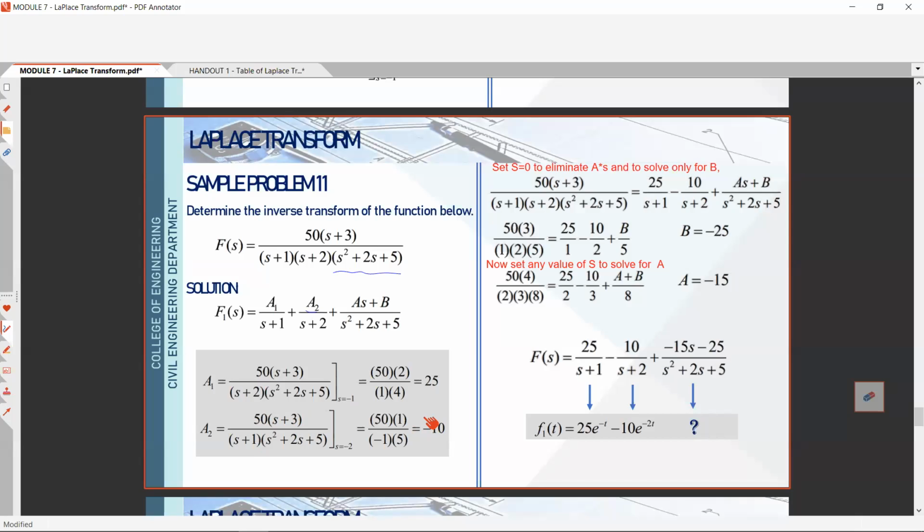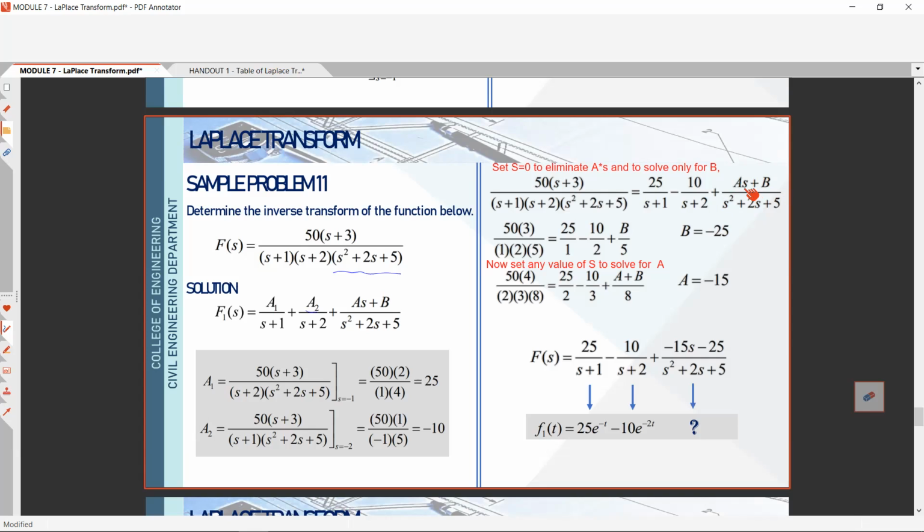Okay, we now have the two, 25 and negative 10. So what we solve for now is just A and B. To solve for A, to solve for B, what you have left is As plus B. Let's find A, let's find B. Then substitute the 25 and negative 10 here.